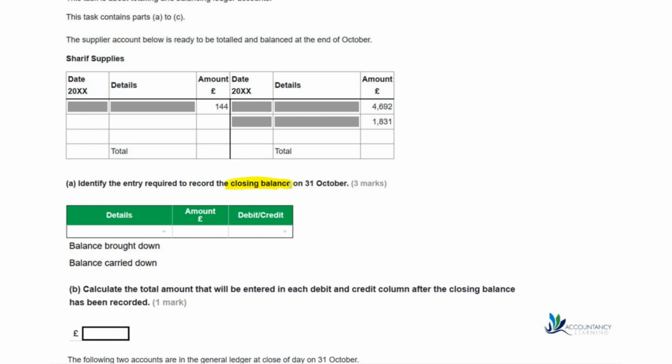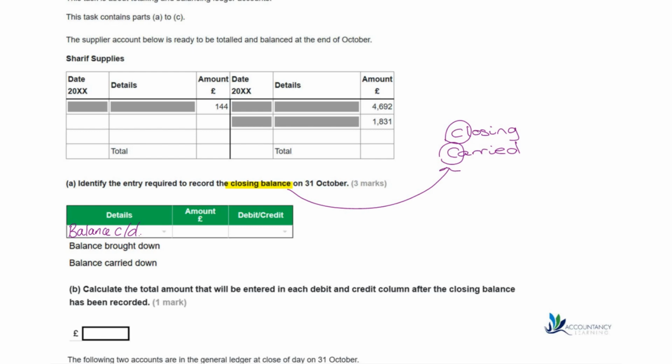So we're looking here for the closing balance. And remember, with our two C's, the closing balance is going to be our carried down balance. So if you think of closing, and we've got two C's there, whenever you're asked for the closing balance, you're looking for the carried down balance. So we've got our balance carried down.